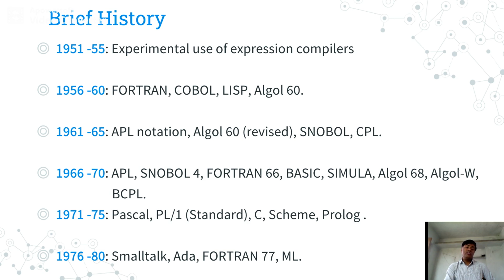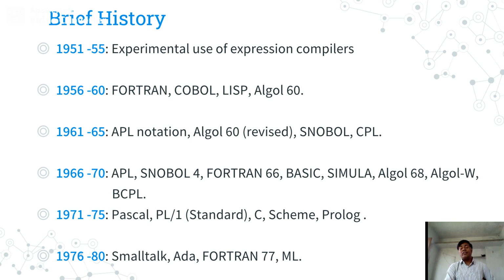And in 1961 to 1965, APL notation and Algol 60 were revised, and Snowball, CPL, these languages came. And in 1966 to 70, APL, Snowball 4, Fortran 66, Basic, Simula, Algol 68, Algol W, BCPL, these languages came. And between 1971 to 75, Pascal, PL/1, standard C, Scheme, Prolog, these are the languages that came into the picture.